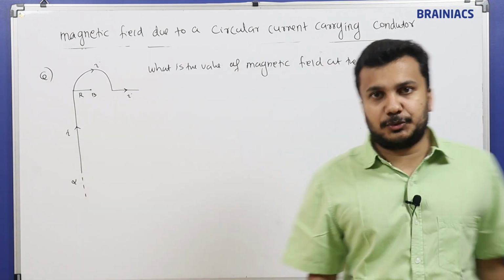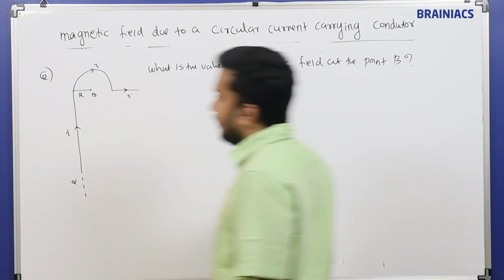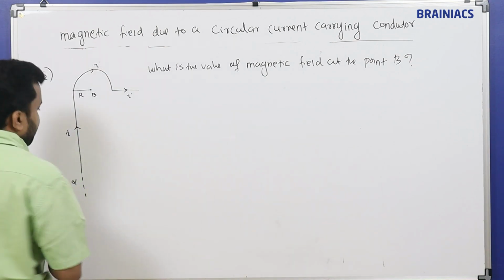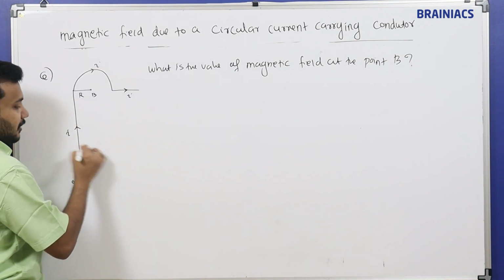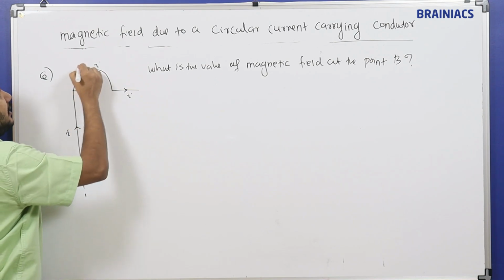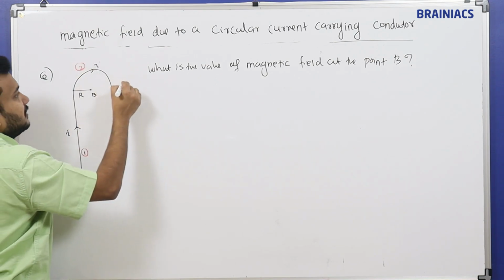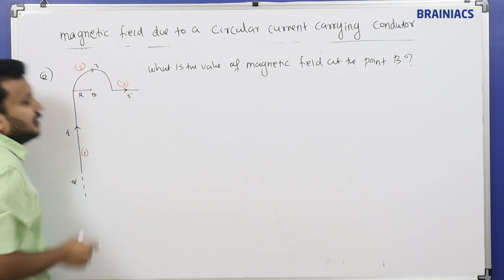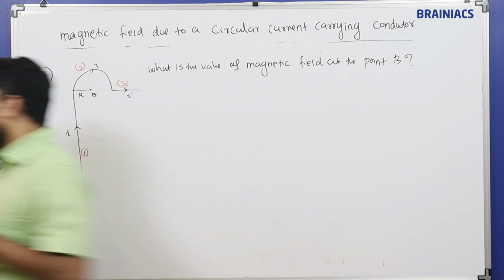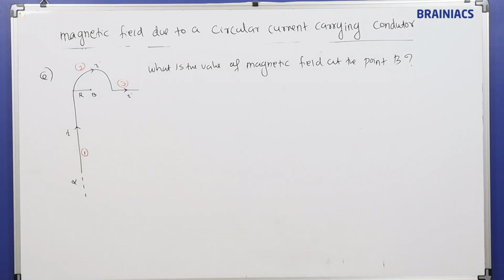How many conductors will be here? 1, 2, 3. Totally 3 conductors will be there. This is conductor number 1, this is conductor number 2, and this is conductor number 3. So totally 3 conductors will be here. We need to find out the magnetic field due to these conductors. That is the aim here.